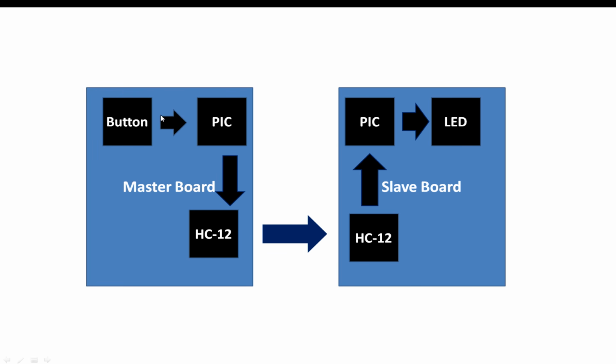So whenever this button is pressed, the slave might be 200 meters away. This board will be in your hand like a remote control. The LED here will turn on and off whenever this button is pressed, following this sequence. So in this way, I will demonstrate to you how you can use the HC-12 module with a PIC microcontroller. So let's get to the connection.